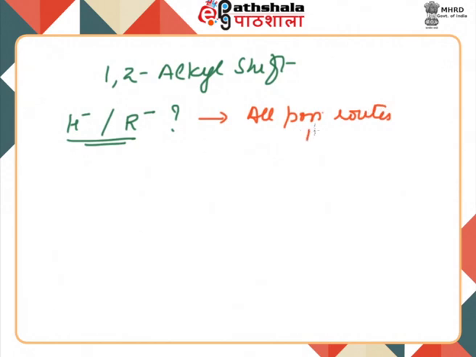And once you have seen all possible routes, then out of all these possible routes, whichever is giving you the more stable carbocation, that particular shift will be taking place. So, let us try to understand this with the help of an example.